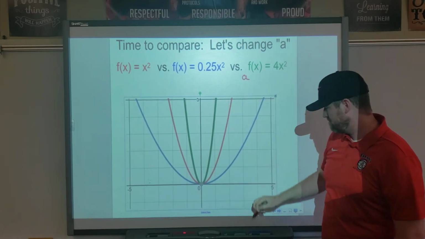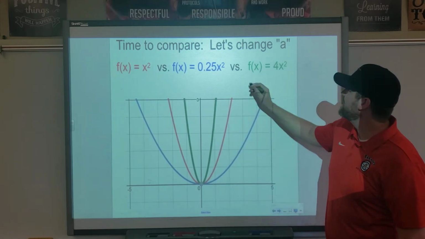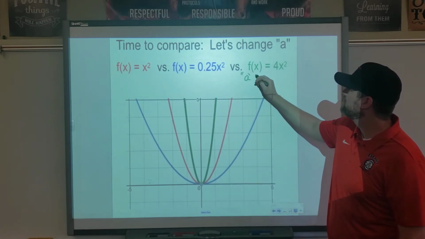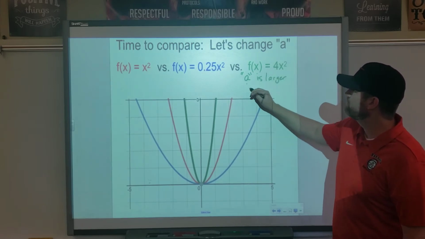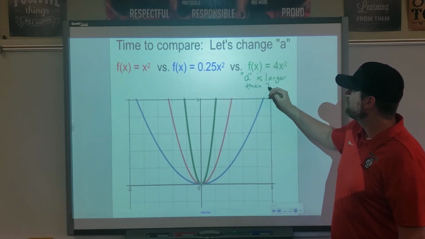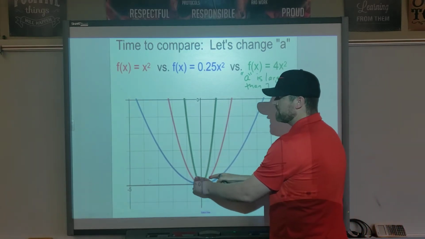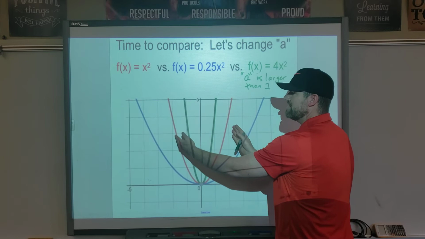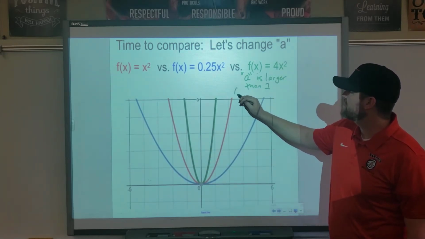So a is larger than 1. Because the a value is larger than 1, what happened to the graph compared to the original? Well, it got skinnier.